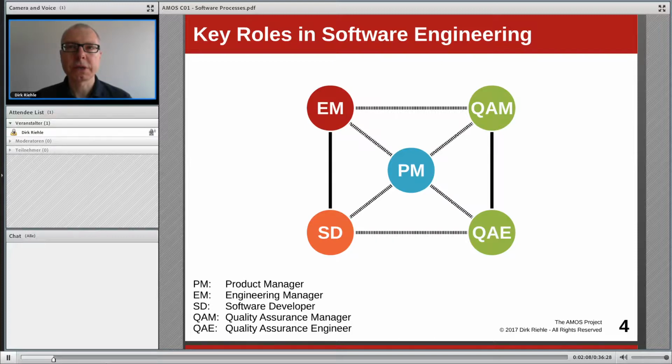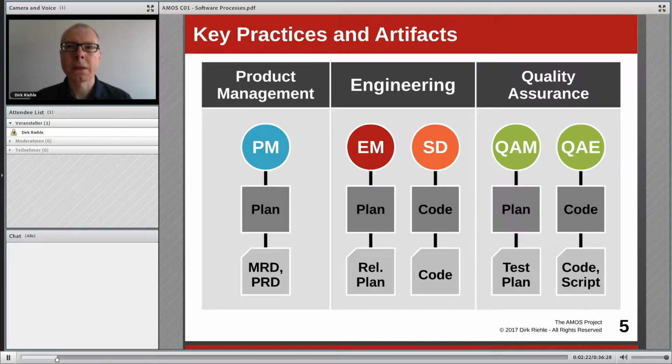So here you can see how these roles interact. You can see the product manager is probably the most communicative role, but about everyone else has to talk to other people playing other roles as well, and we will see some more later on. This is basically how you can structure these different roles. For example, typically people playing these roles are in their own department, and exemplary practices are being shown here.